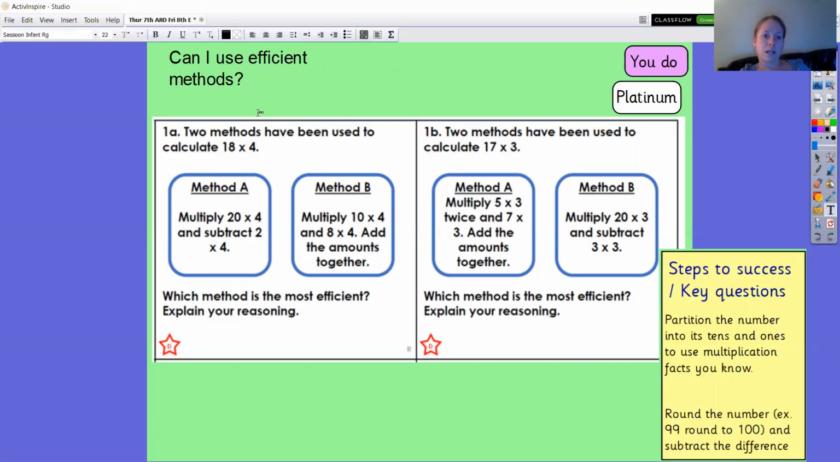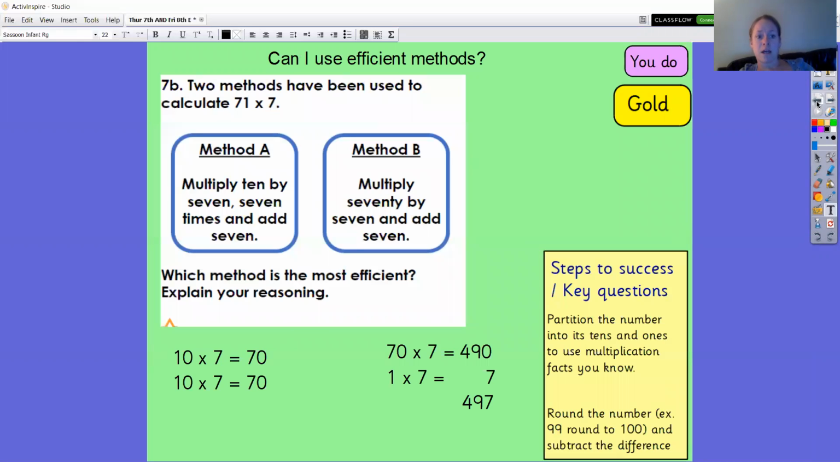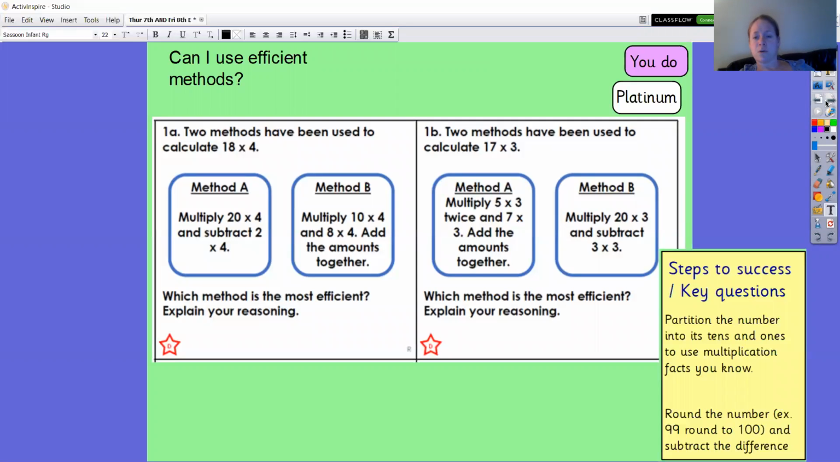2 methods have been used to calculate 18 times 4. So it gives you method A and method B. And you have to just choose which method is most efficient and explain your reasoning. What I would suggest is that you do it both ways and see which one you find the most efficient. On the one right back here, I just realised straight away that I didn't want to write out 10 times 7 times. So I realised really quickly that that wasn't going to be the most efficient way for me. So start to do them and you'll probably figure out pretty quickly that there's one way that's more efficient than the other.